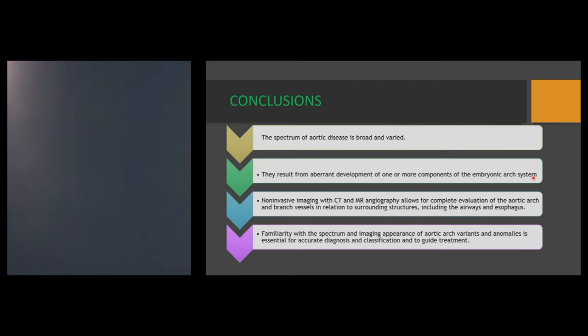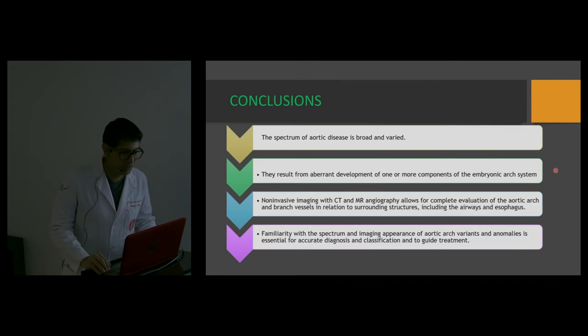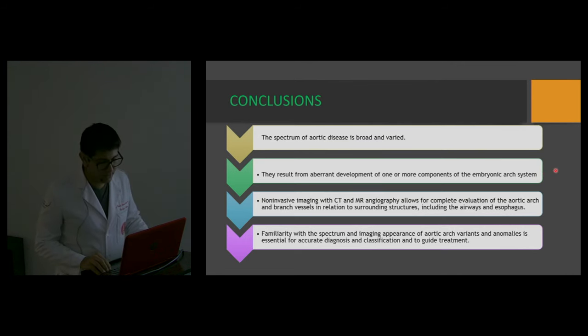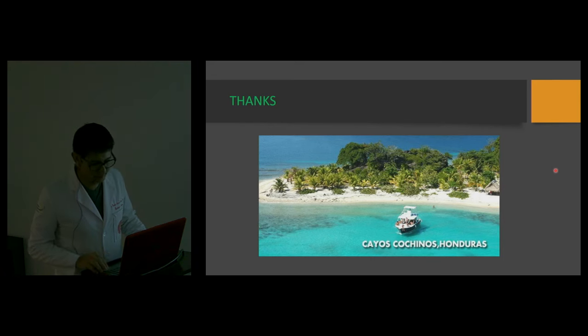In conclusion, the aspect of aortic disease is broad and varied. They result from aberrant development of one or more components of the embryonic arch system. Non-invasive imaging with CT and MRI angiography allows complete evaluation of the aortic arch and branch vessels in relation to surrounding structures, including the airway and the esophagus. Familiarity with the spectrum and imaging appearance of aortic arch variants and anomalies is essential for accurate diagnosis and classification and to guide treatment. Okay, thanks.